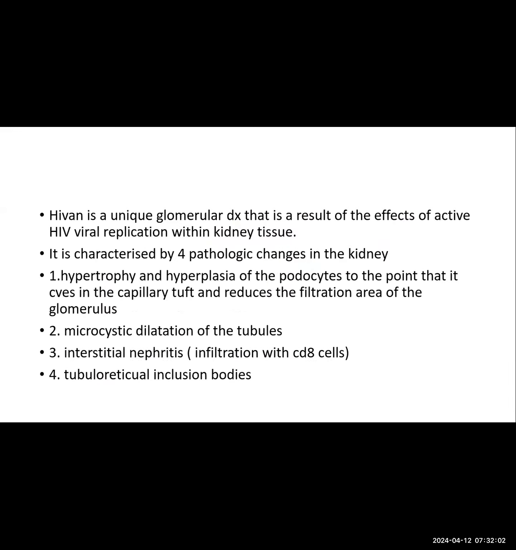But HIVAN is a unique glomerular disease that is a result of active HIV replication within the kidney tissue itself, and is characterized by 4 pathological changes in the kidney. You have hypertrophy and hyperplasia of the podocytes to the point that it caves in the capillary tuft and reduces the filtration area of the glomerulus. You have marked microcystic dilatation of the tubules, interstitial nephritis, which is usually infiltrated with CD8 cells, and tubuloreticular inclusion bodies.